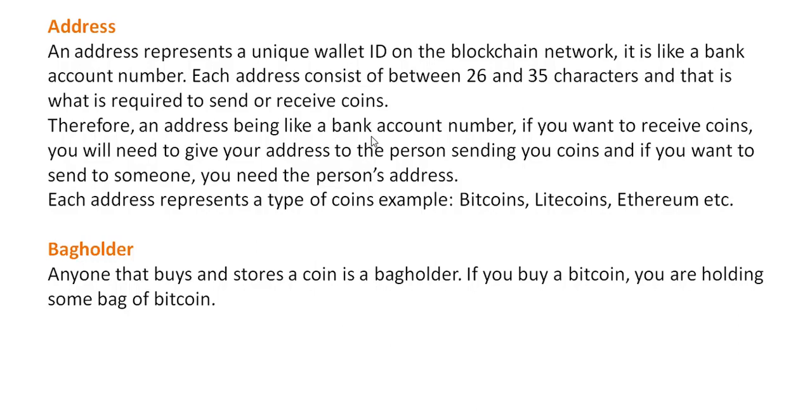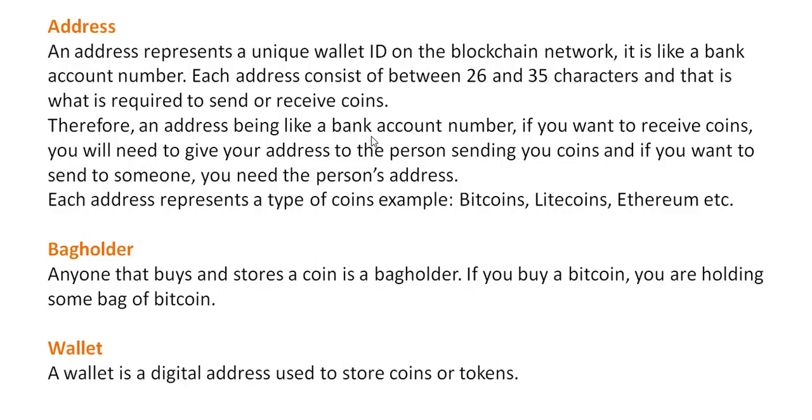Then we have wallet. A wallet is a digital address used to store coins or tokens. Sometimes people also interchange wallet and address. We also have what we call a wallet, a software, a particular software which you can use to store different cryptocurrencies. So in this case, we are going to look at Dog Cash.